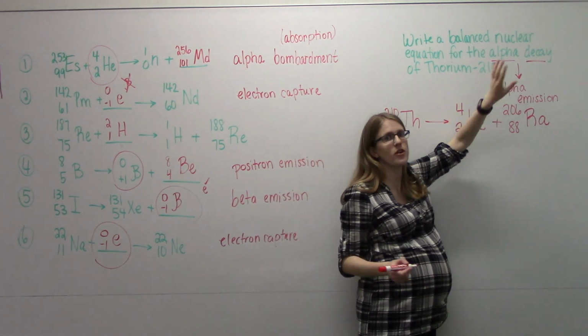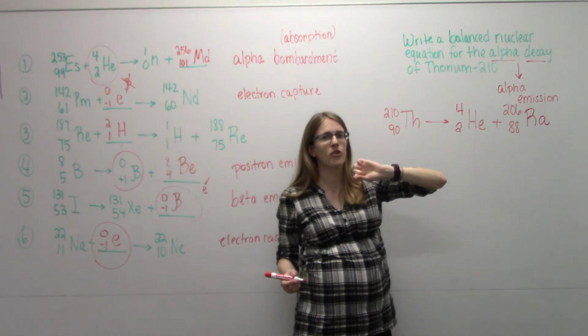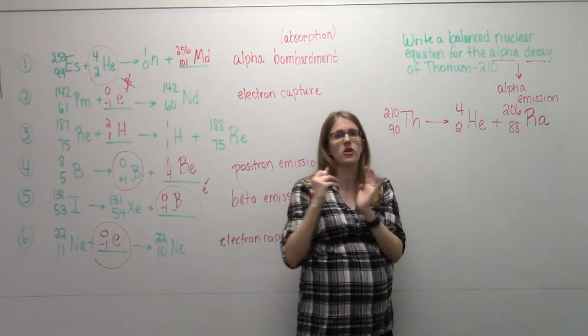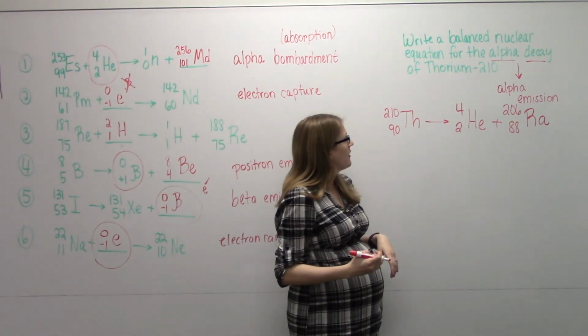Remember, when you see alpha or beta decay, that is referring to alpha or beta emission. So that means that those particles are going to be products. So not too bad, right?